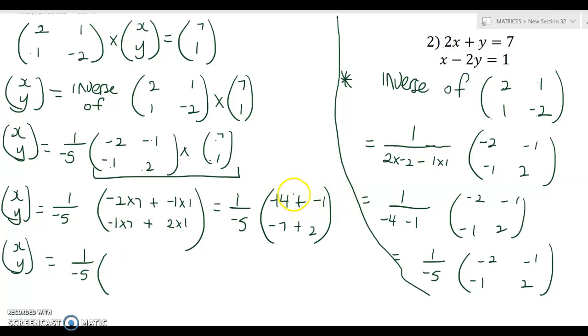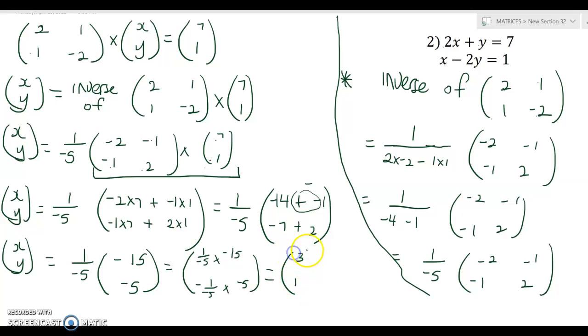So remember, plus and a minus becomes a minus. So this is minus 15. And the bottom we get minus 5, minus 7 plus 2 is minus 5. So then I'm just showing you all 1 over minus 5 times minus 15. So I would have left out that step in the question before. And you don't have to put it in, you can go to the final answer, which would be 3 and 1.